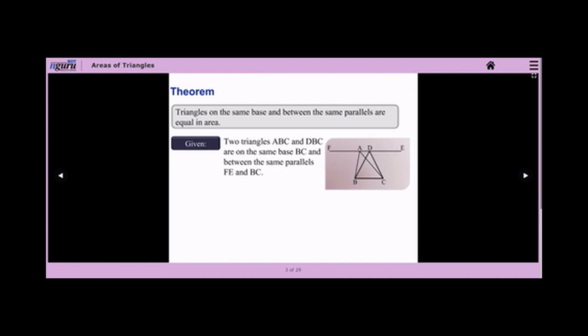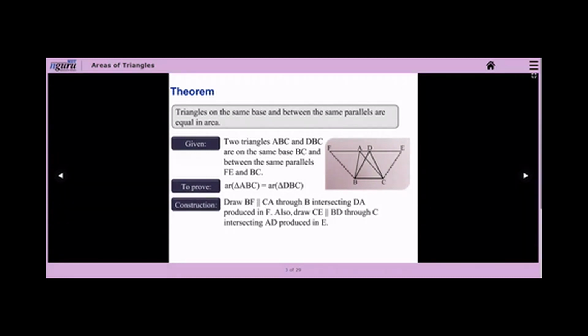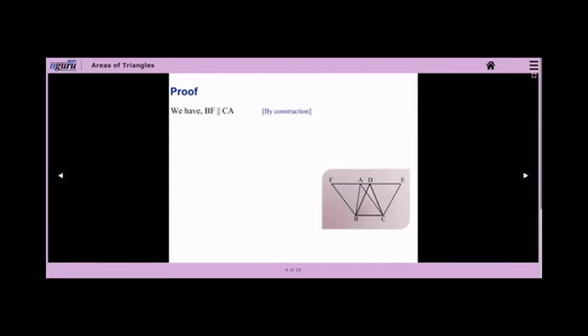It is given that two triangles, ABC and DBC, are on the same base BC and between the same parallels FE and BC. We need to prove that the area of the triangle ABC is equal to the area of the triangle DBC. Draw BF parallel to CA through B, intersecting DA produced in F. Also, draw CE parallel to BD through C, intersecting AD produced in E. Let's start with the proof. By construction, BF is parallel to CA, and it is given that BC is parallel to FA. Since both pairs of opposite sides of the quadrilateral BCAF are parallel, it is a parallelogram.